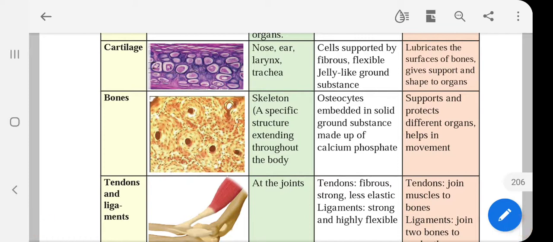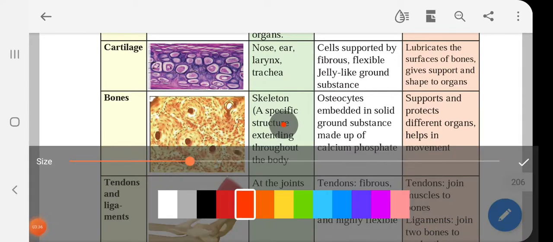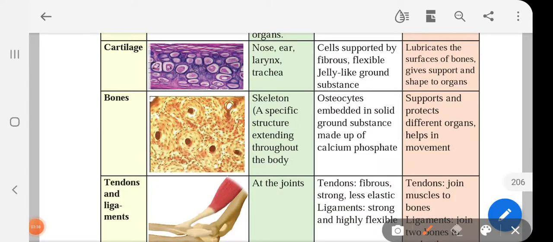The next one is cartilage. This is how the cartilage looks. Nose, ear, larynx, trachea: these are the locations where cartilages are found. Cells are supported by fibrous, flexible, jelly-like ground substance, and it lubricates the surface of bones. It gives support and shape to organs.